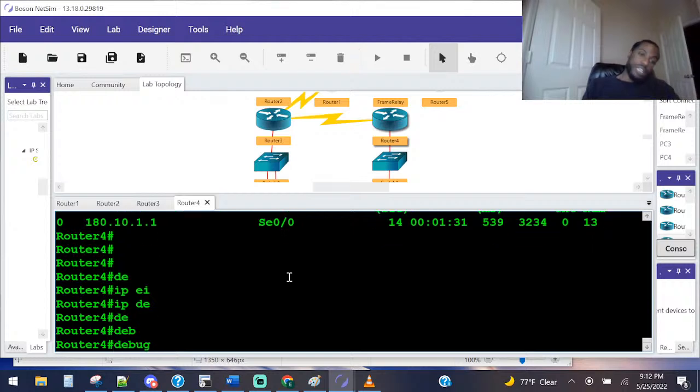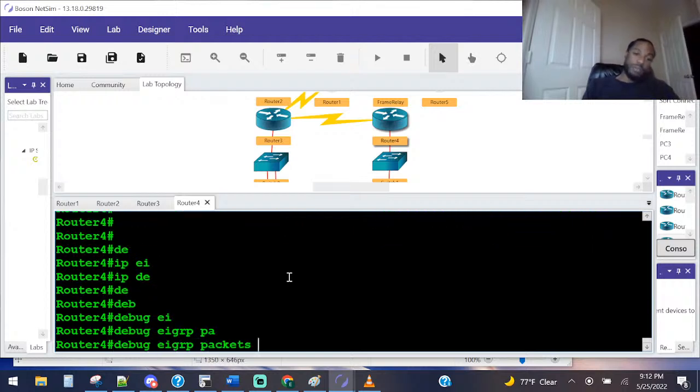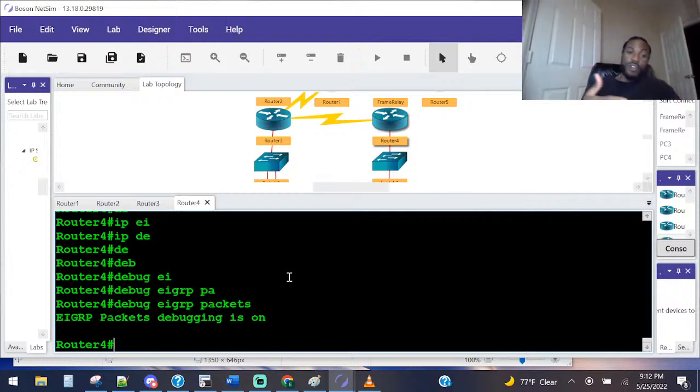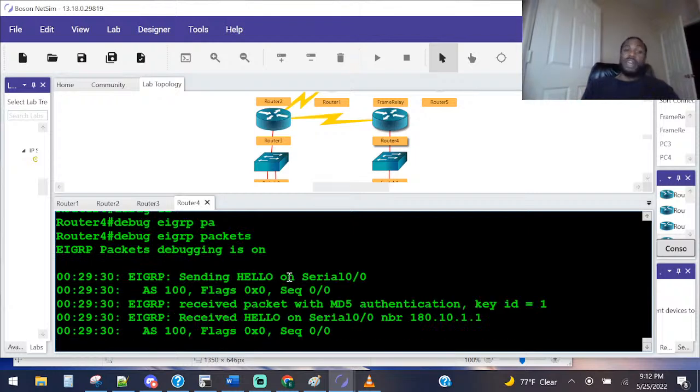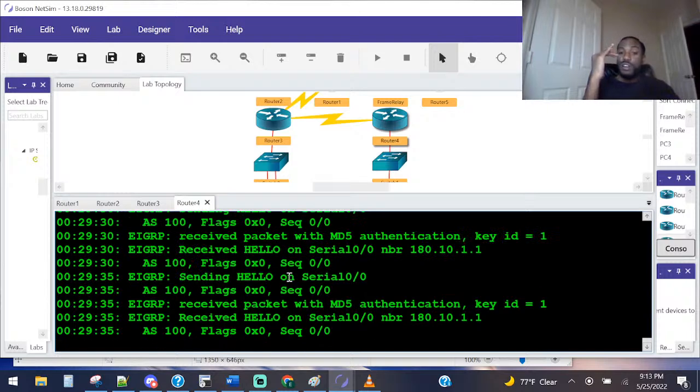Debug EIGRP packets. I believe it is. Yep. That will turn on EIGRP packet debugging, just like it says right there, EIGRP packets. And now we're going to see. Remember I said about the hello messages, right? He sends hello messages every 10 seconds. I'm counting too slow, but either way, right there, receive the hello. We're sending a hello. So we're going to keep seeing these messages.